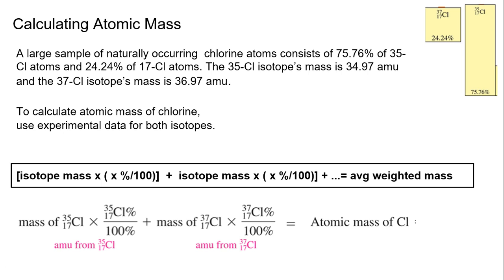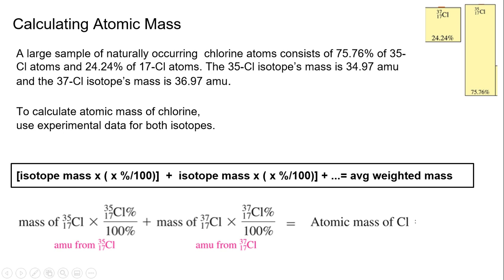So here is an example with my formula. A large sample of naturally occurring chlorine atoms consists of 75.76% of isotope chlorine-35 and 24.24% of chlorine-17. Oh, I think I messed that up. That should be 37. I apologize. Here should be 37 and not 17. You can verify it right here. I accidentally put the proton number. The chlorine-35 isotope mass is 34.97, and the chlorine-37 isotope, see, I fixed it here, is 36.97. We want the weighted average. Now, I just showed you what the weighted average is, but let's make sure that we know how to do this.